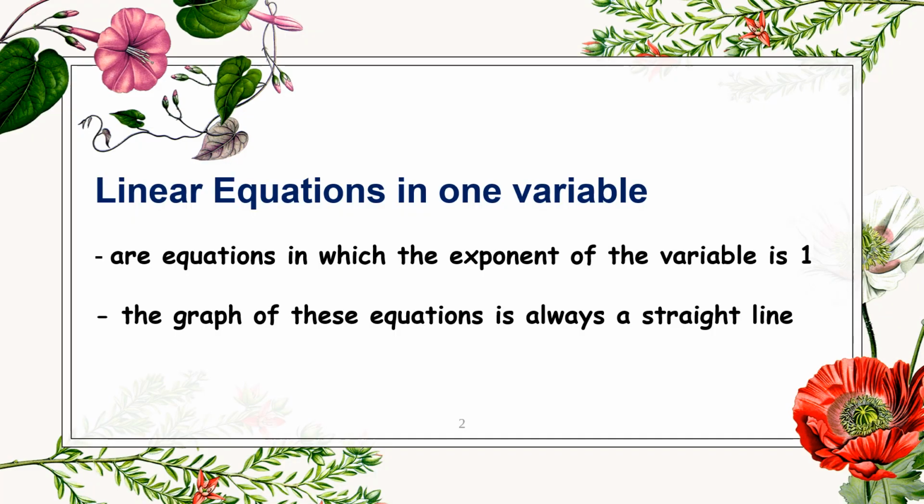First, let me give you the definition of linear equations in one variable. These are equations in which the exponent of the variable is 1. The graph of these equations is always a straight line.